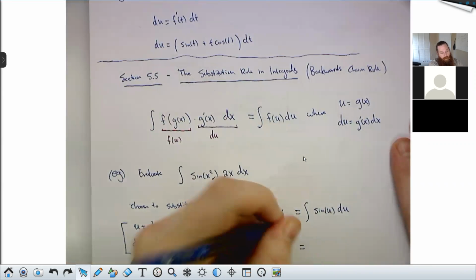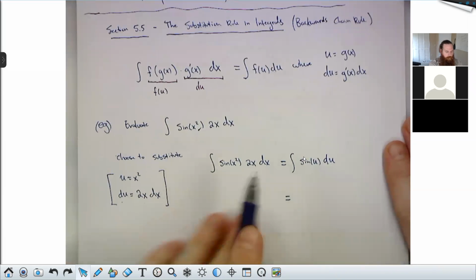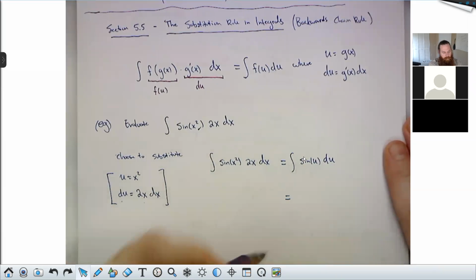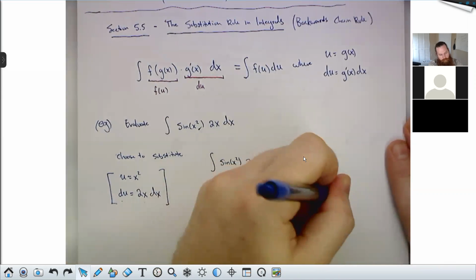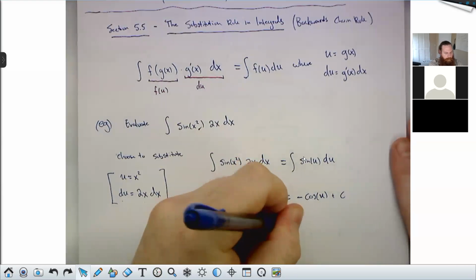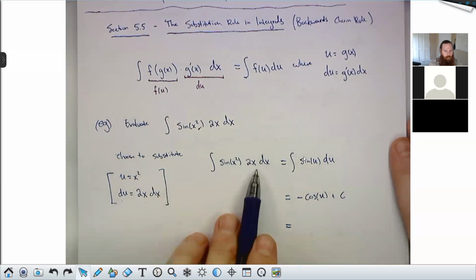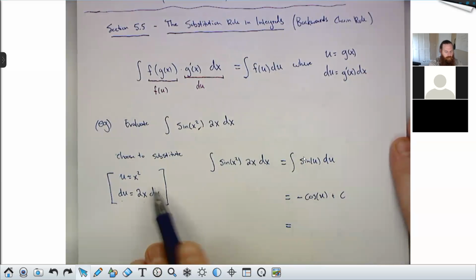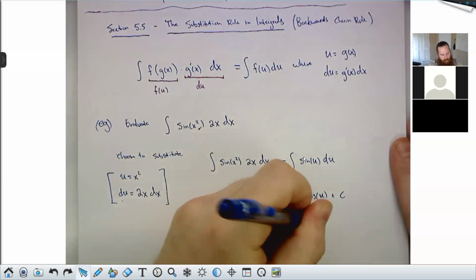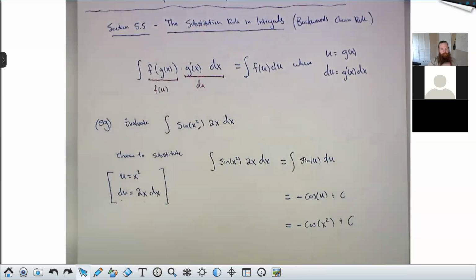Now, antiderivative of sine u du, I know how to do that. Who differentiates to sine? Negative cosine. So this is negative cosine of u plus c. And then you go back to your original variable. I asked for a question having to do with x's. So your answer needs to have to do with x's. The cosine of u is the cosine of x squared. So this is negative cosine of x squared plus c.